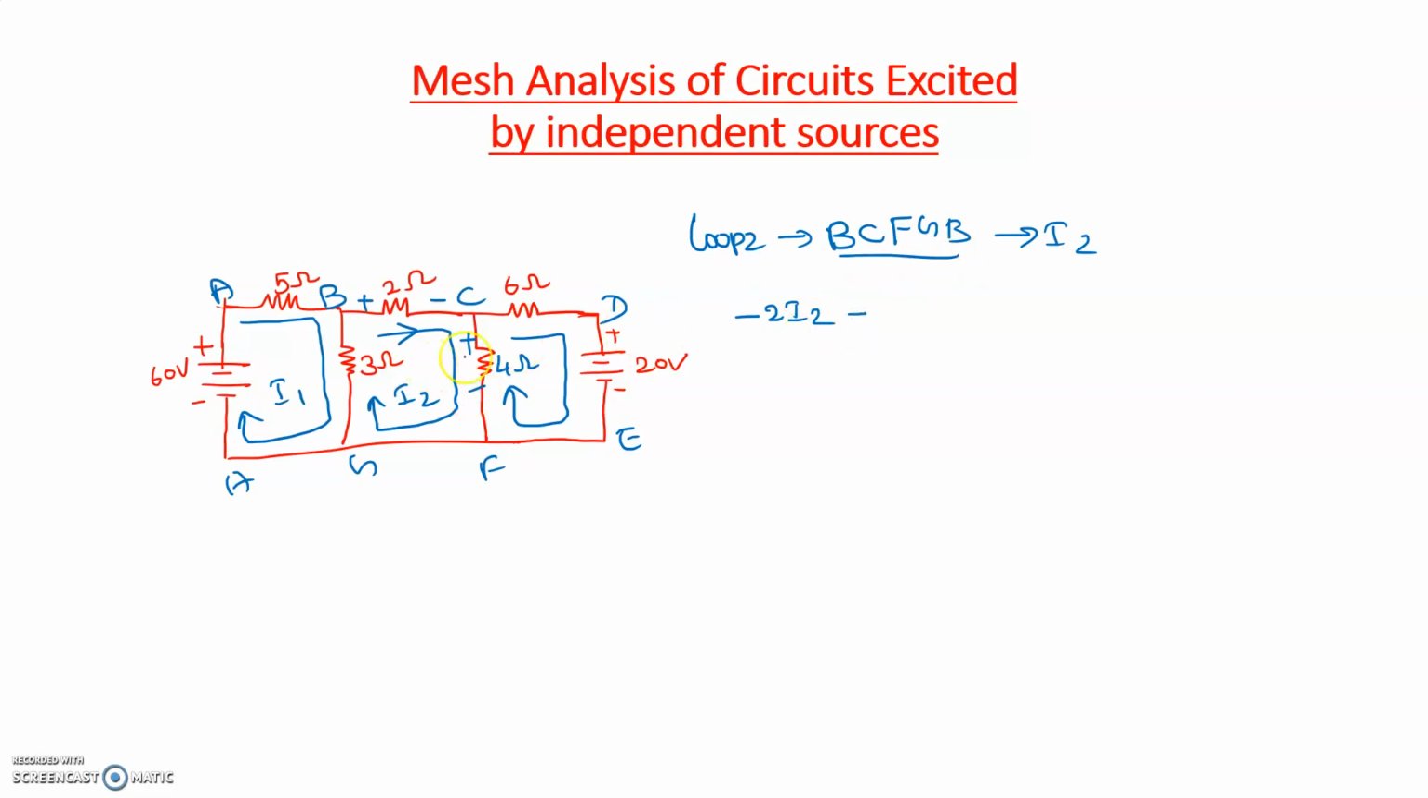potential. So in the 4 ohm resistor, the I2 current as well as the I3 current are both flowing, but the currents are in opposite direction. So we can write it as minus 4 of (I2 minus I3).